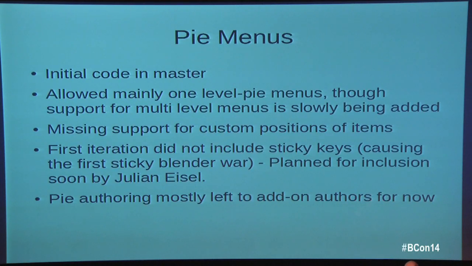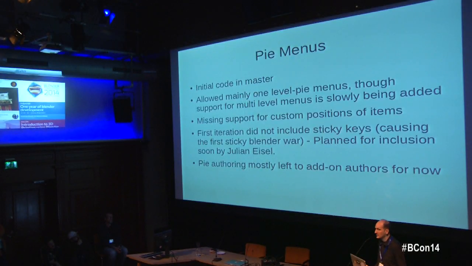And it would be nice to be able to script, like, I want my menu item to be at northeast, etc. So this is not yet supported. And we still do not have sticky keys, which is something people requested. Initially we had a semi-working solution for that, but it wasn't really optimal. But we have a developer here, Julian Eisel, who has provided a patch, and we're probably going to review it and include it for 2.73.